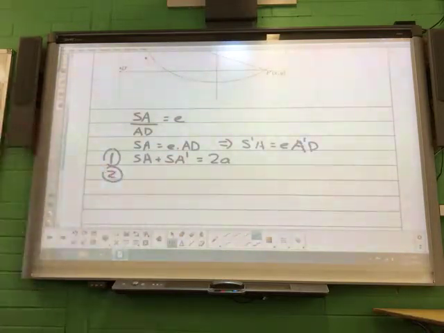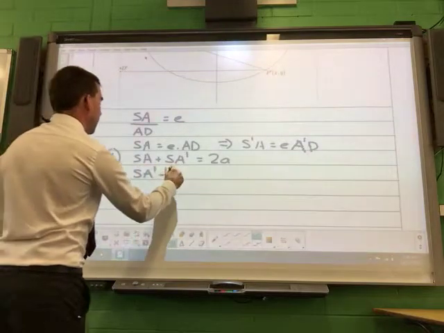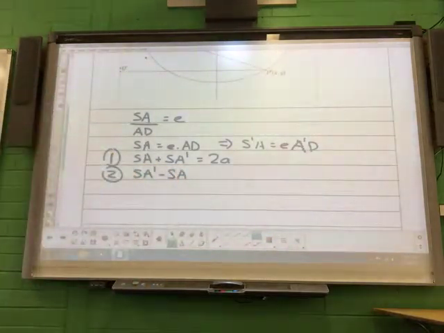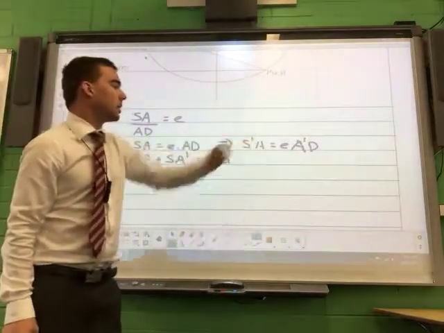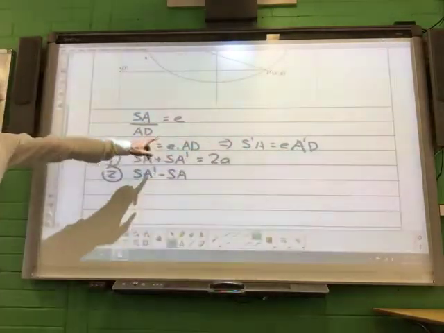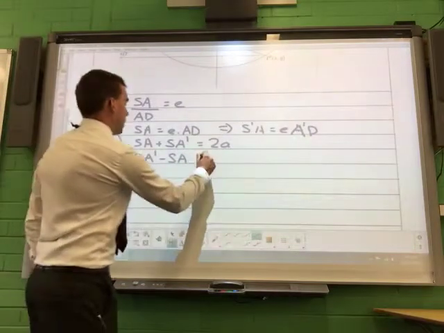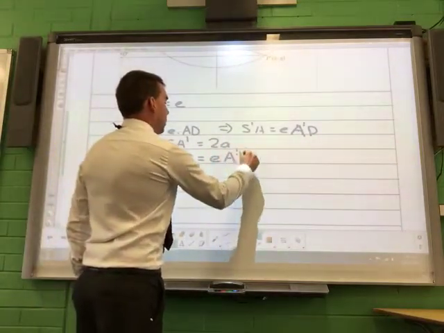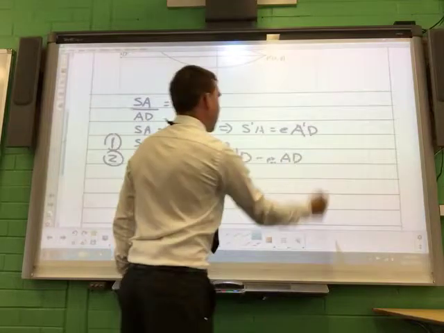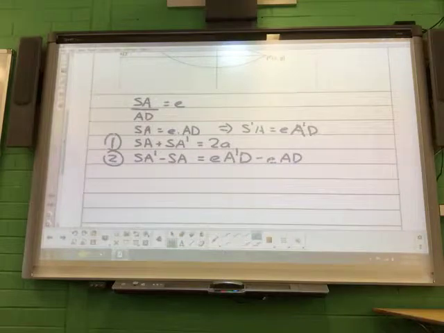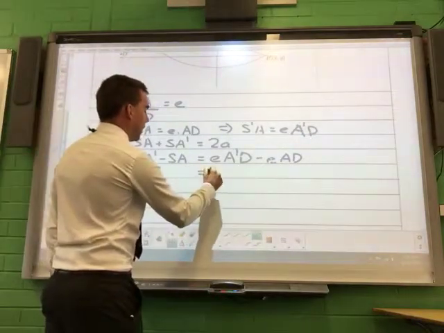Equation 2: SA prime take away SA. We've already established from here the ratio for the eccentricity, and we've got an expression for SA and SA prime. So what I'm going to do is substitute those two values that I've already established into that formula there: e times A prime D, take away e times AD. Both have a common factor of the eccentricity e.